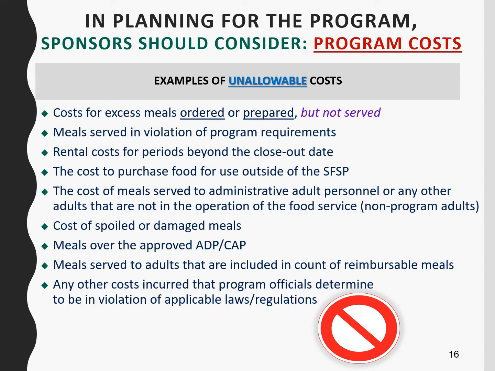These are examples of unallowable costs. Costs for excess meals ordered or prepared but not served, meals served in violation of program requirements, rental costs for periods beyond the closeout date of your SFSP program, the cost to purchase food for use outside of the SFSP, the cost of meals served to administrative adult personnel or any other adults that are not in the operation of the food service, non-program adults, the cost of spoiled or damaged meals, meals over the approved ADP or cap, meals served to adults that are not included in the count of reimbursable meals, and any other costs incurred that the program officials determine to be in violation of the applicable laws or regulations.